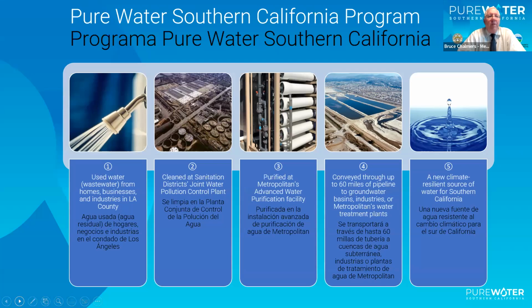And that brings us to the Pure Water Southern California program. Our program will take used water, often called wastewater, from homes, businesses, and industries in LA County and convey that to LA County's Joint Water Pollution Control Plant in the city of Carson. There it will be cleaned and sent next door to an advanced water treatment facility constructed by Metropolitan. This purified water will then be conveyed up to 60 miles of pipeline to groundwater basins, industry, and Metropolitan's potable water treatment plants. This purified water will be a new climate resilient source of water for Southern California. Next slide.